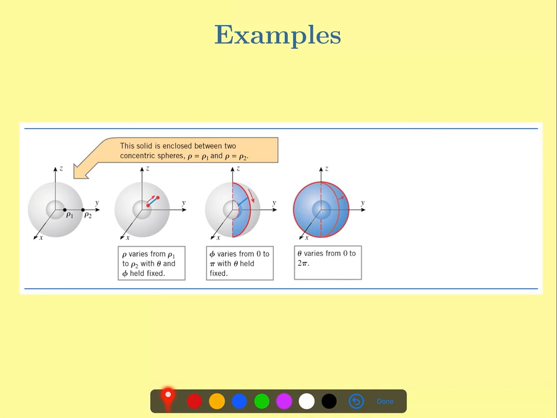And again, you can see in the xy plane, you're just going to have a region between two circles, one of radius rho 1, one of radius rho 2, and theta is just going to go all the way around the origin in the xy plane, so it's going to go from 0 to 2 pi. So we have theta going from 0 to 2 pi, phi going from 0 to pi again, all the way from the positive z-axis to the negative z-axis, and rho going between the two spheres from rho 1 to rho 2.